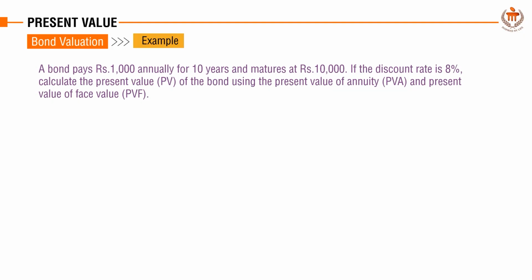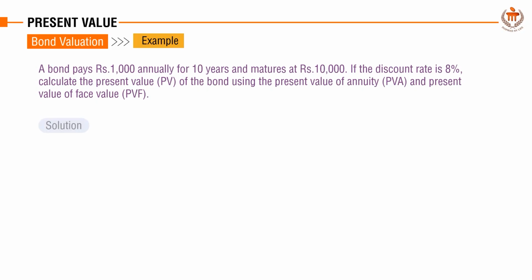We need to discount both the annuity payments, which is rupees 1000 per year for 10 years, and the face value of rupees 10,000 at maturity using the discount rate of 8%.